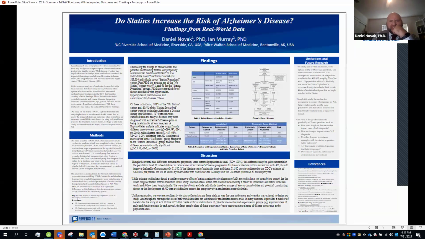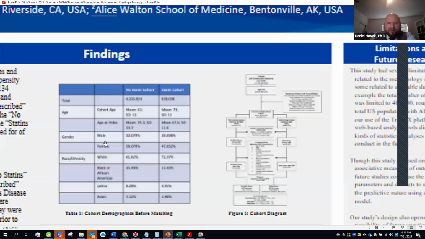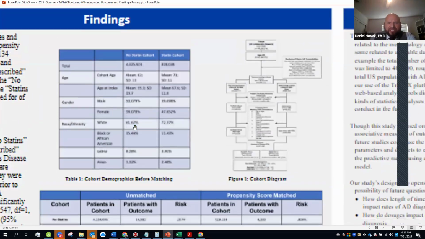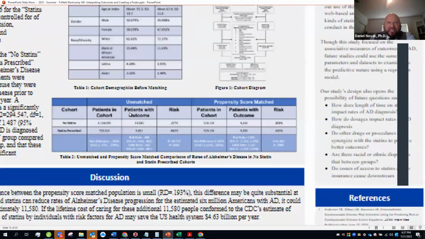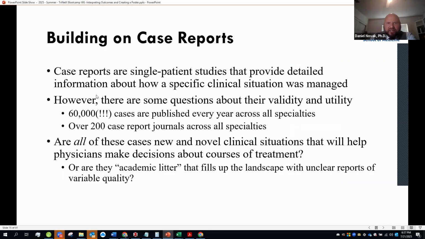Here's the poster I made for my statins and Alzheimer's one. I never submitted this anywhere yet because we're going to go for a manuscript. But basically, you can see roughly how I would recommend laying things out. I've got my cohort diagram over here. It's a little blurry because this is a screenshot. I've got my cohort before matching, my demographics, my cohort after matching. And I've got my data describing the outcomes really simply in there as well.